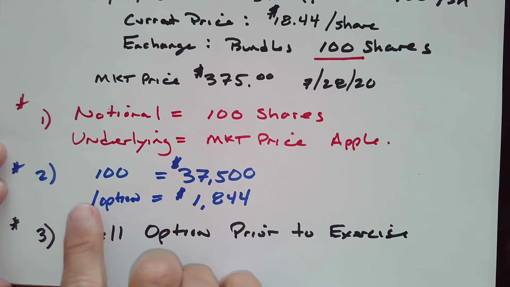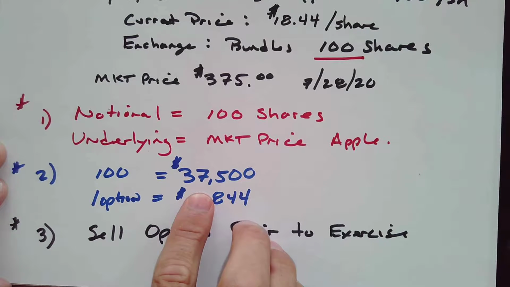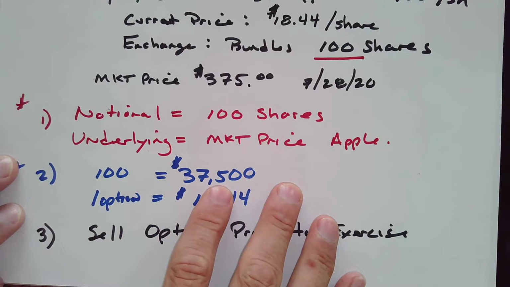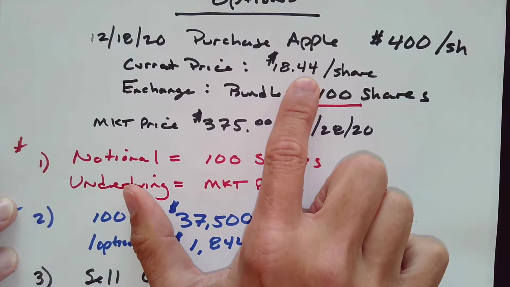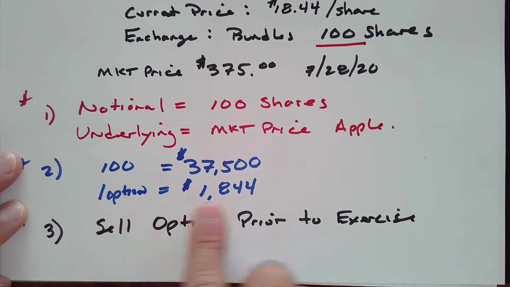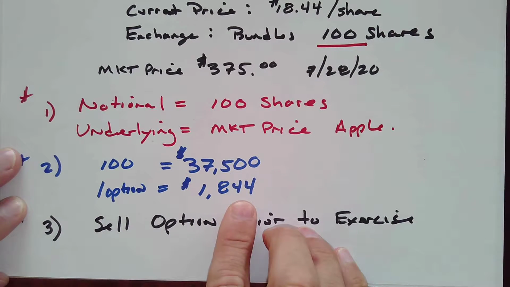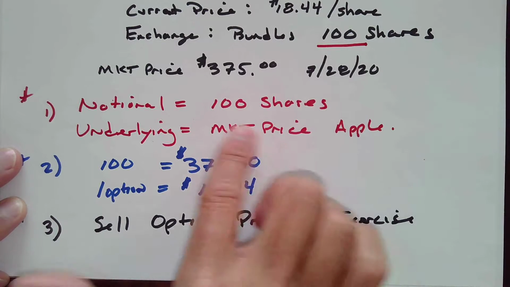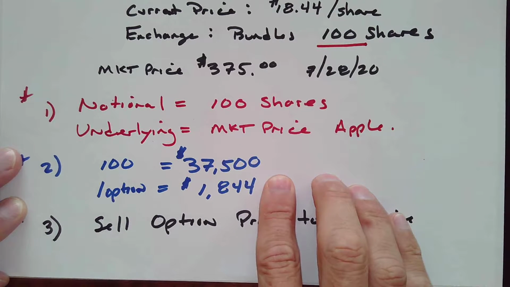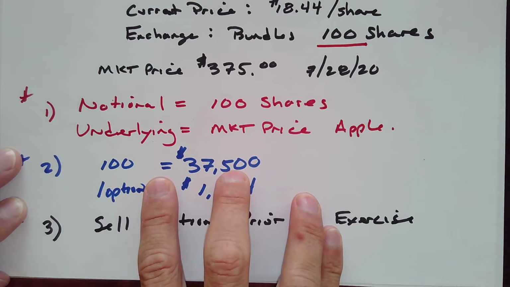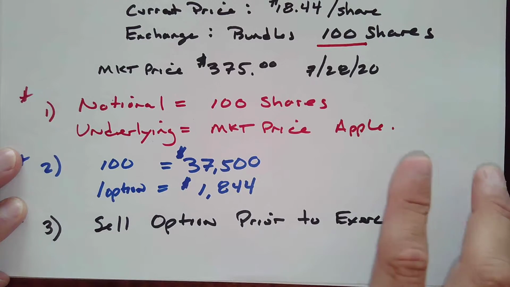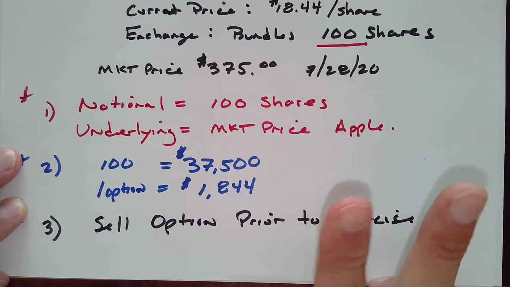Criterion number two: if we bought 100 shares of Apple at the price that we showed earlier, it would cost me around $37,500. Buying this option, where we looked at the current price of around $18.44, it would cost me around $1,844. Little investment to get the same kind of action you'd have in buying 100 Apple shares long at $37,500. So we qualified under criterion 2.